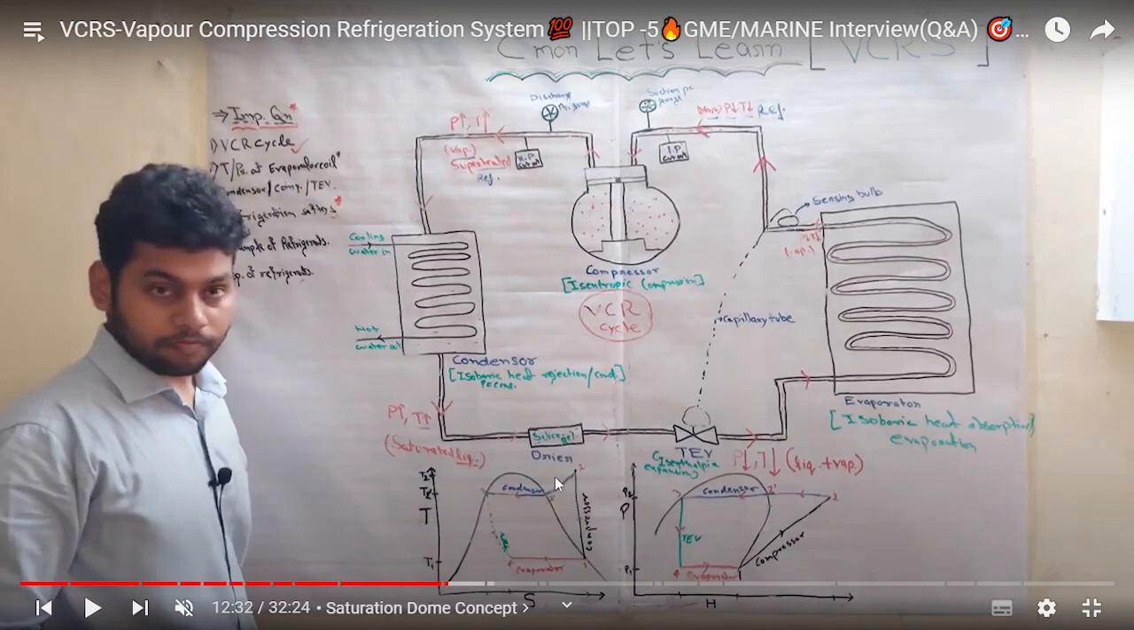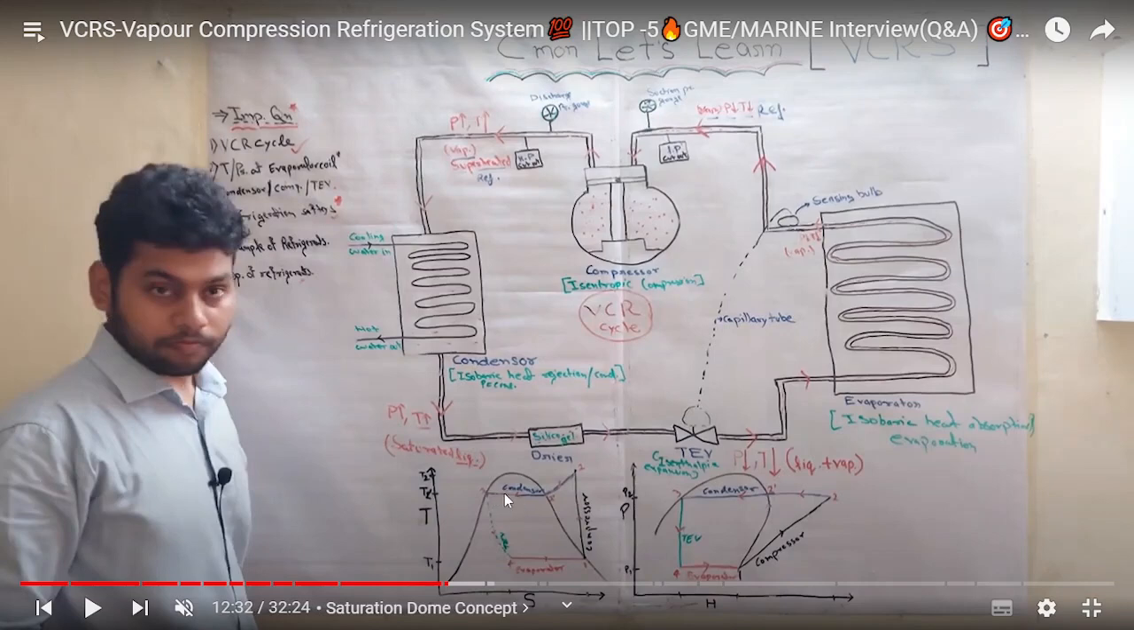Now let me ask you a cross question. At this point, what will it be called, saturated liquid or saturated vapor? Saturated vapor. And where is the saturated liquid point? On the other side of that, at point 3. Yes. So from the graph you can see that it's a saturated vapor and it's a saturated liquid.